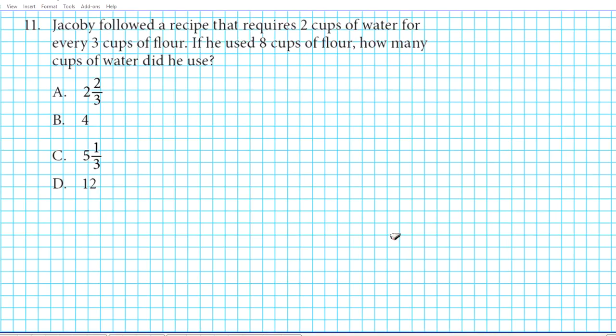It reads, Jacoby followed the recipe that requires 2 cups of water for every 3 cups of flour. If he used 8 cups of flour, how many cups of water did he use? To get started, let's take a look at the formula that will guide our problem solving process. Whenever you see problems of this setup involving a pair of measures with two different units, what you want to think about is proportions. So we're going to be using the proportions formula here.